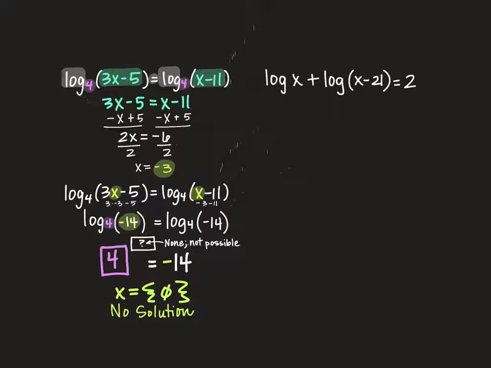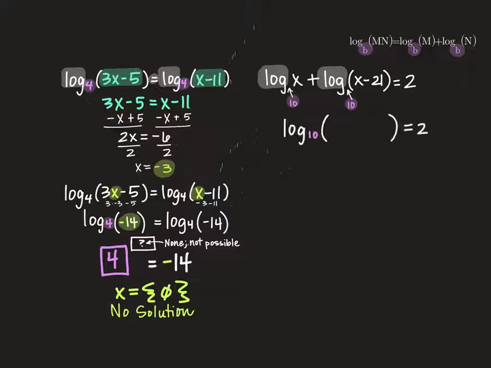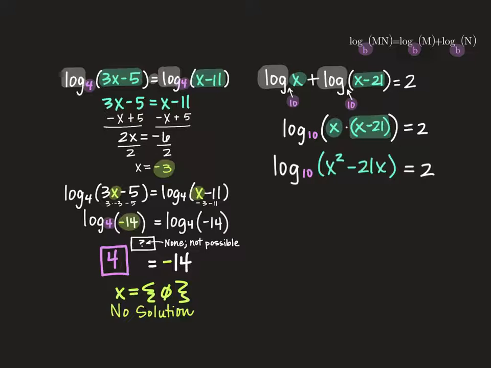To solve the equation on the right, we're going to use the multiplication property of logarithms to condense the left-hand side of the equation down to one log. Since both of the logarithms are common logs, that means they're both base 10. And since they're the same base, we can rewrite them as a single log of the product of the individual arguments. Now we want to rewrite this logarithmic equation as an exponential equation of base 10 raised to the power of 2 equals the argument x squared minus 21x.